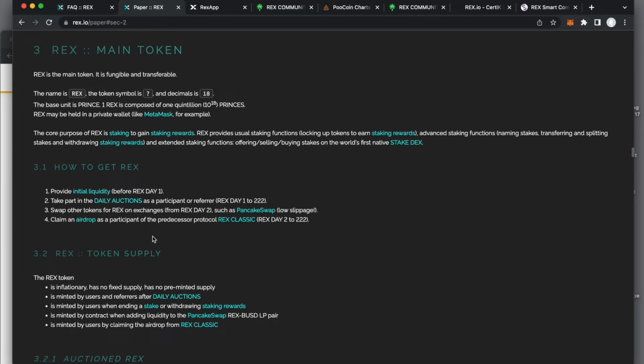Just a reminder, I am walking us through the entire Rex white paper and giving some demonstrations of how everything works and what it might look like, and some ways to think about different strategies for interacting with Rex.